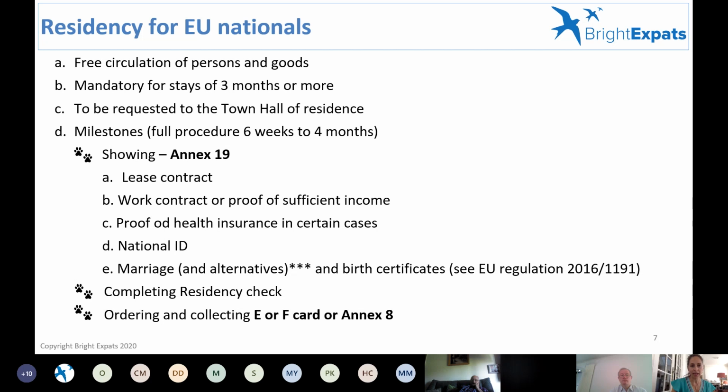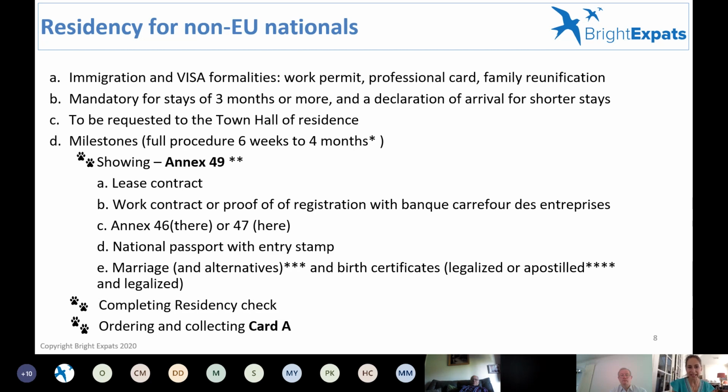Non-EU nationals will first need to go through immigration and visa application formalities. These have been impacted by the COVID-19 crisis in relation to the travel ban on Schengen, which is for now confirmed till 15th of June. We hope that after 15th of June those restrictions will be lifted, but it is true that at the moment, and at least till 15th of June, no visas are granted.